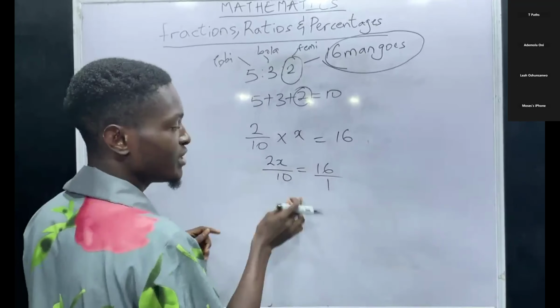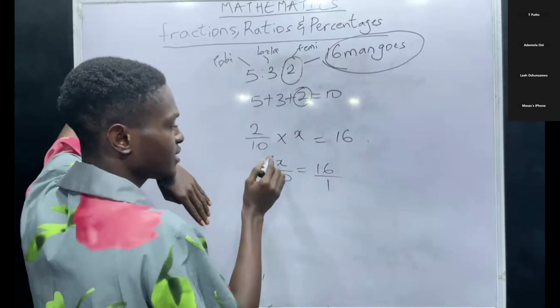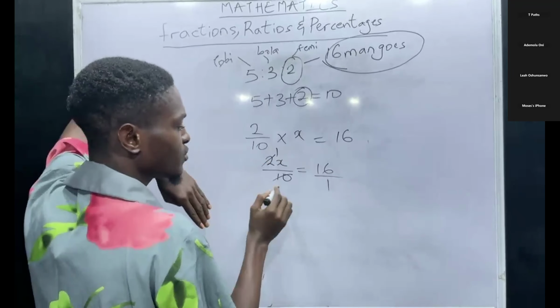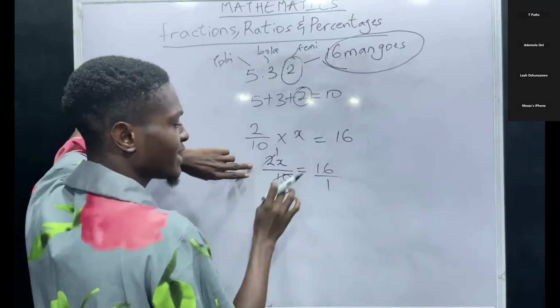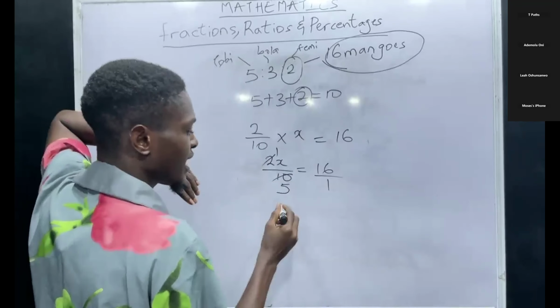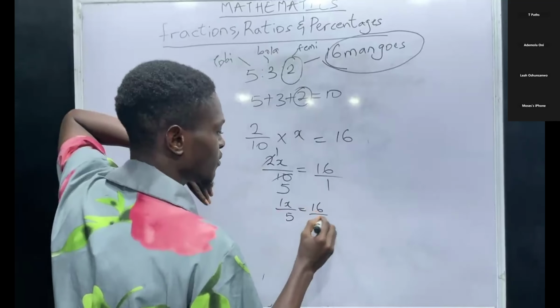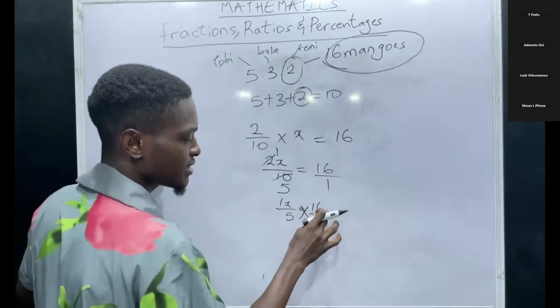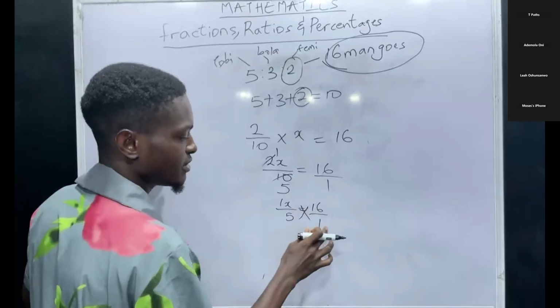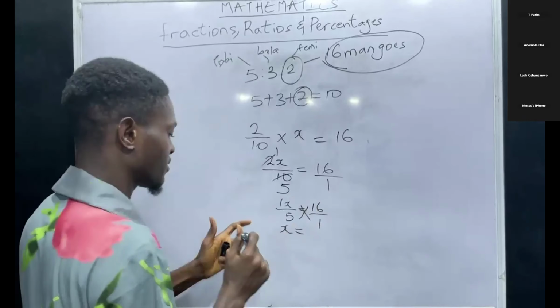I can decide to break this down because looking at this, I have 2 here, I have 10 here. So I can simplify it more. 2 into 2 is 1, 2 into 10 is 5. So I have 1x over 5 now. This is still a single fraction, and this is another single fraction. I said whenever you have a single fraction, the next thing to do is always cross multiply. So cross multiplying, this is multiplying this, and this is multiplying this. So I'll be having my x is equals to 16 multiplied by 5.